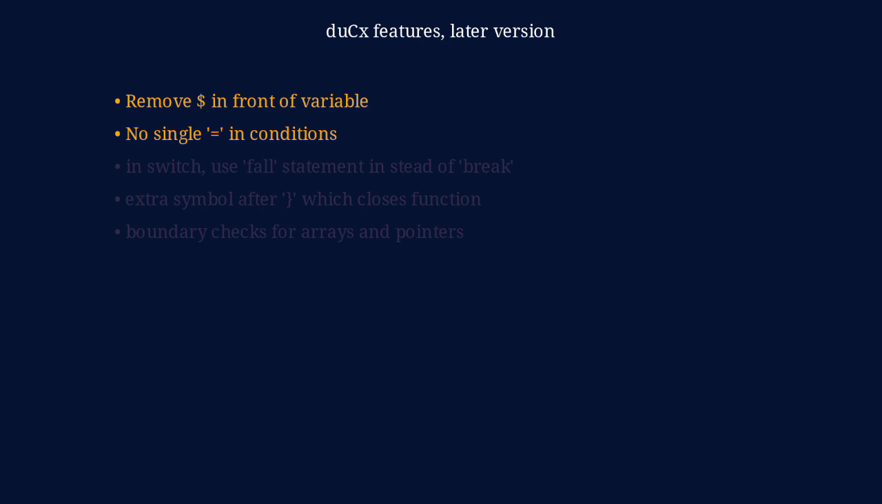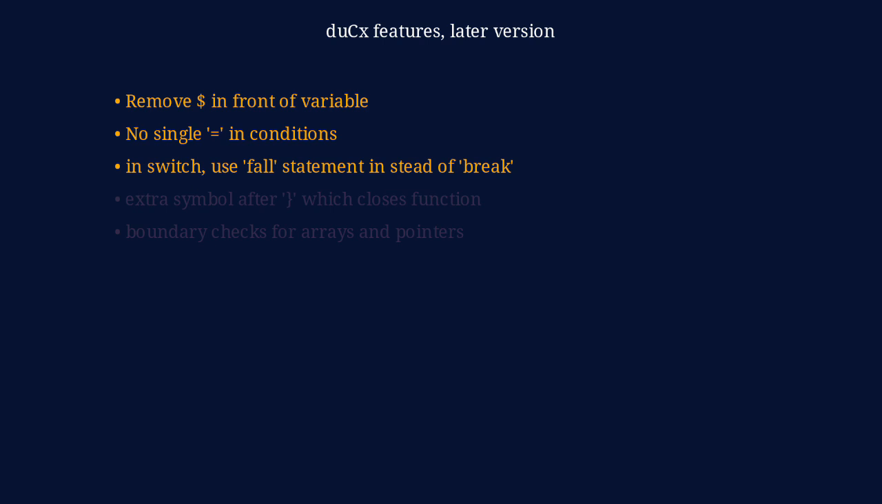In theory, you could use an equal sign, a single equal sign, inside a condition. In C, at least you can do that. In ducks, I don't think that actually currently works, now that I think about it, but I think I'm going to explicitly ban this.